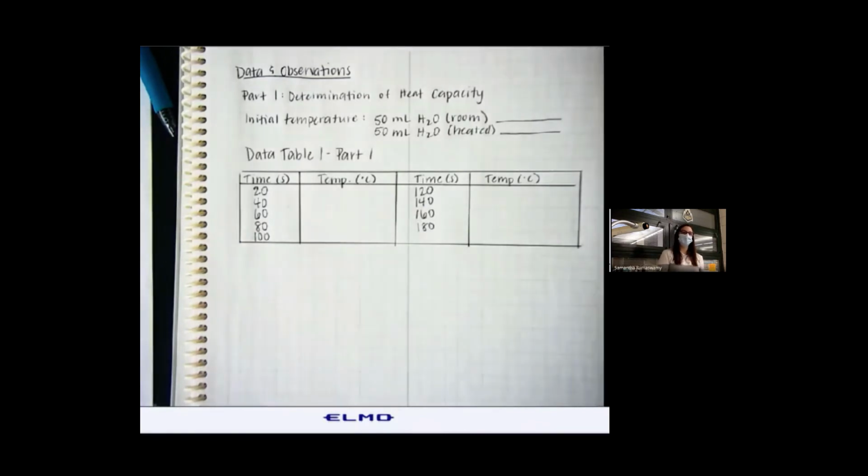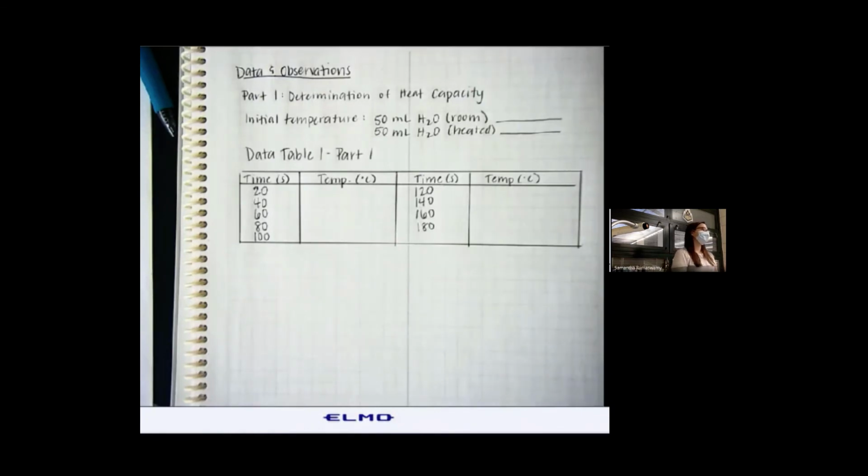All right, so then you have your data table. And the data table will get filled in while you watch the lab. It's really not an exciting lab. We're not really missing out on much by not doing it in person. Part 1 is mixing hot and cold water together. Very exciting. And part 2 is mixing 2 clear solutions together and recording the temperature every 20 seconds. Also riveting.